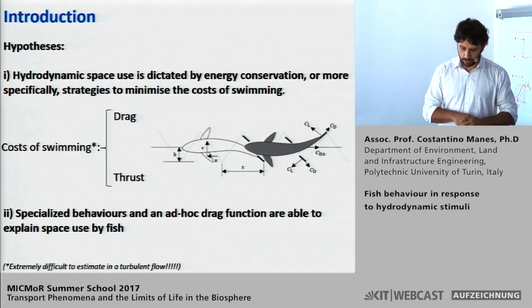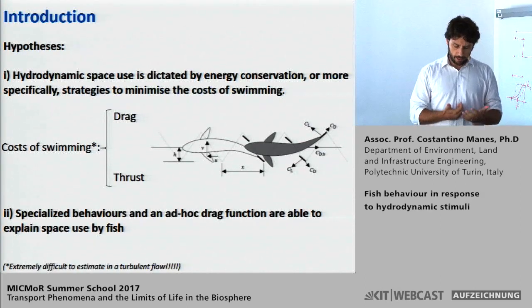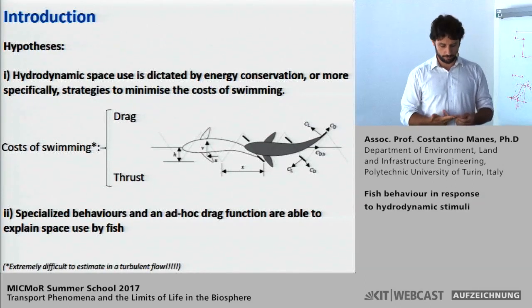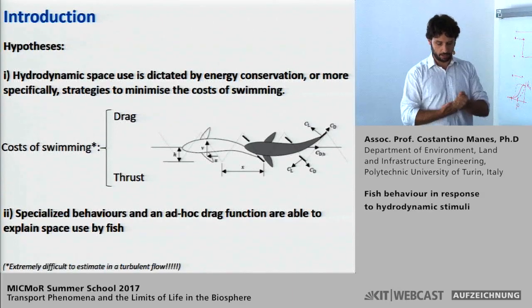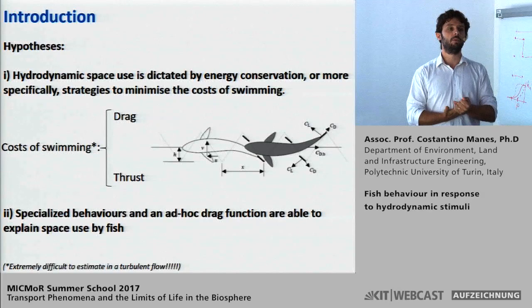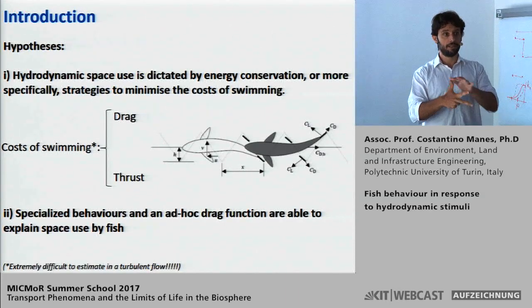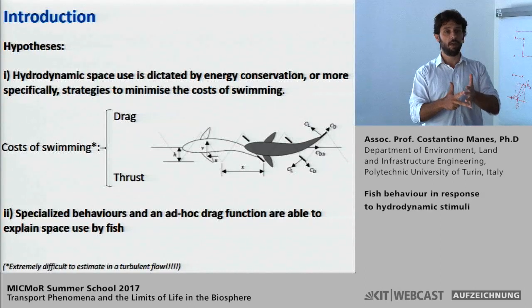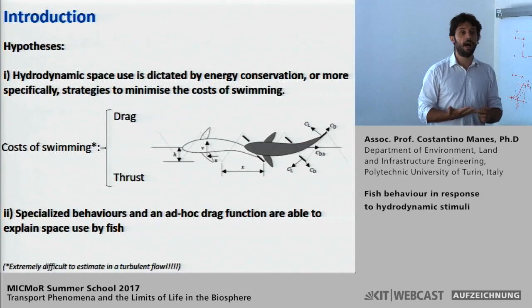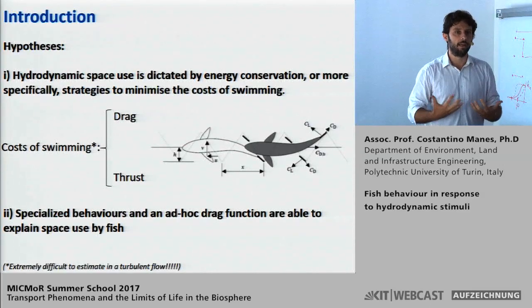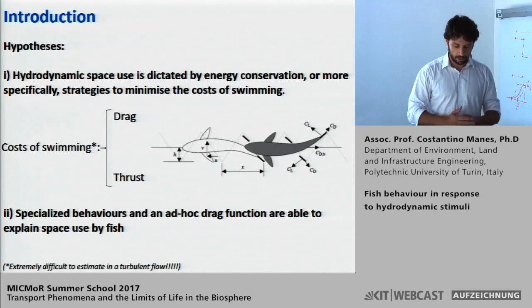The second hypothesis was that in a hydrodynamically complex environment, we can explain space use by means of two things, essentially. One is the specialized behaviors that we have observed earlier on: entrainment, bow wake riding, Karman gaiting. These are all strategies or specialized behaviors that allow to save energy. And then we have built an ad hoc drag function that, whenever these specialized behaviors are not feasible, not possible, allows to quantify energy expenditure, essentially. Okay.